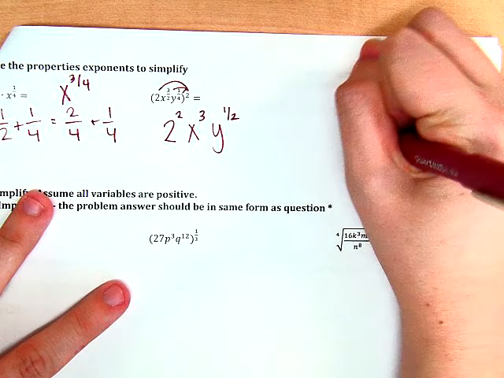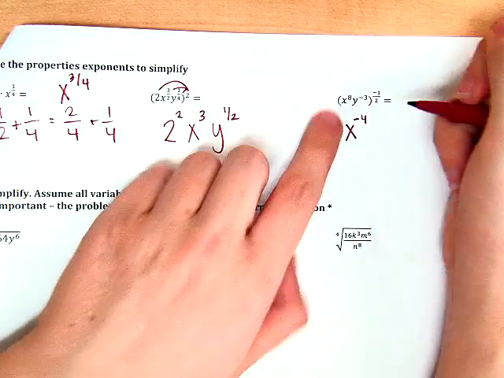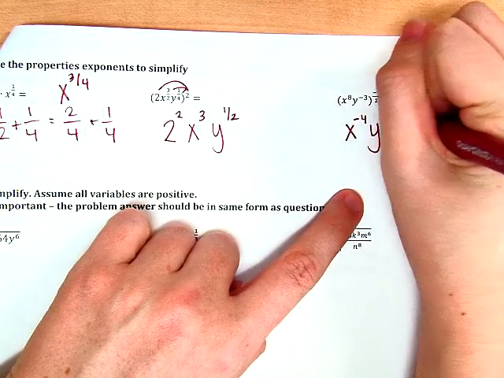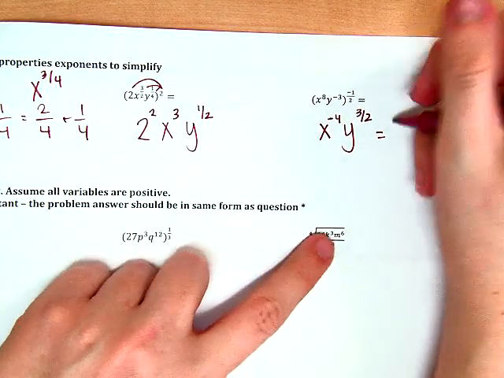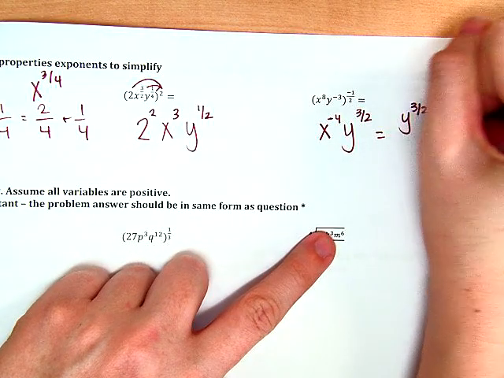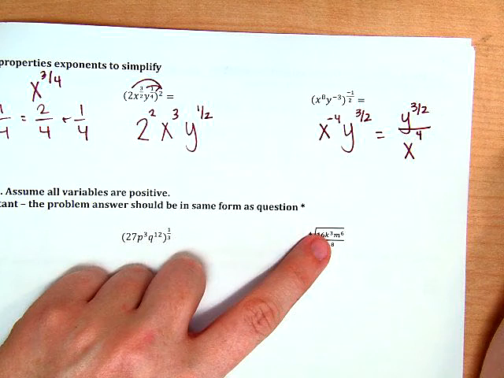Last one, distribute again. So x to the power of negative 4, because you multiply those. y to the power of 3/2, because we multiply those. I'm going to move that x to the bottom, so I have y to the 3/2 over x⁴.